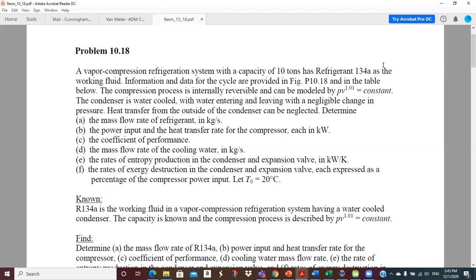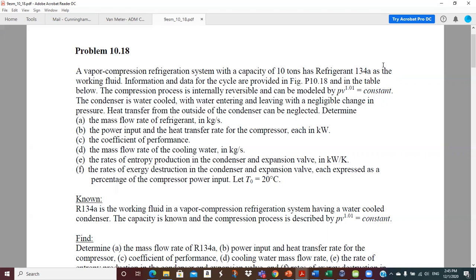Condenser is water cooled. That's a little bit different for us. With water entering and leaving with negligible change in pressure. So we don't have any pressure drop across the condenser. Heat transfer from the outside of the condenser can be neglected. So the energy from the refrigerant goes directly to the water through the heat exchanger.